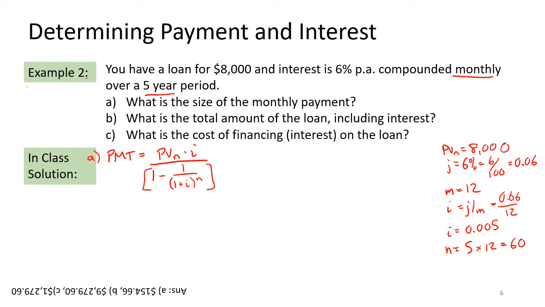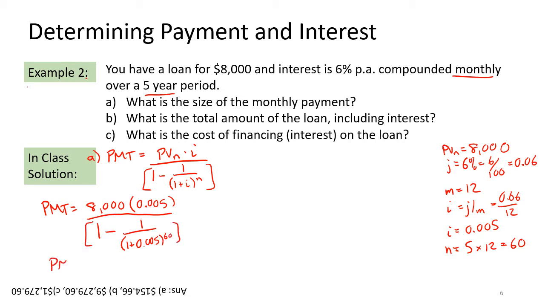So for part A, our payment, if we substitute these values in, is equal to our present value, $8,000, times our periodic interest rate, 0.005, divided by 1 minus 1 divided by 1 plus the periodic interest rate, which is 0.005, to the exponent 60. And if you calculate that out, you'll get a payment of $154.66. Okay, so that's the payment you're making each month. And remember, you'll have 60 of those payments to pay off this loan.